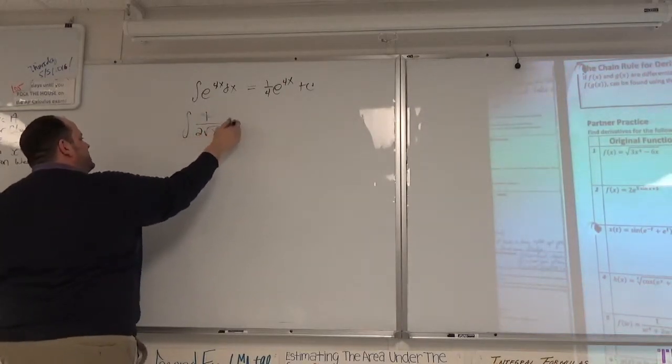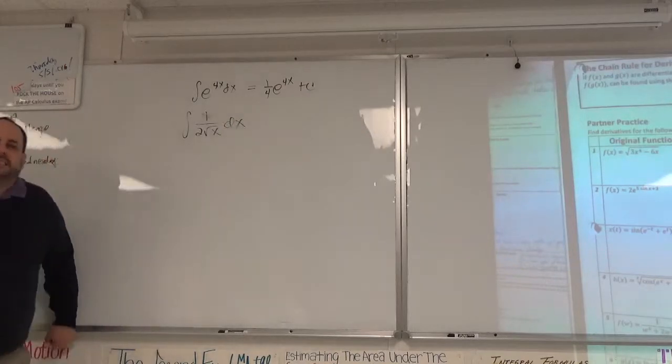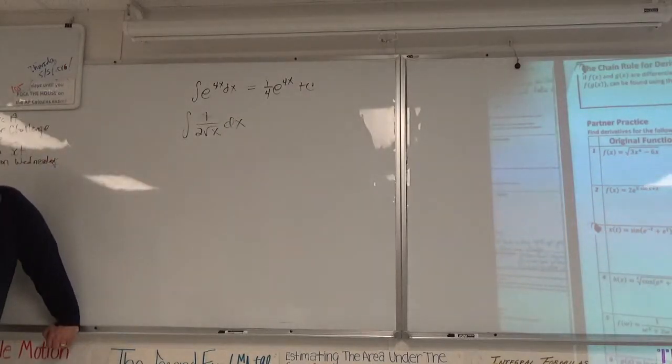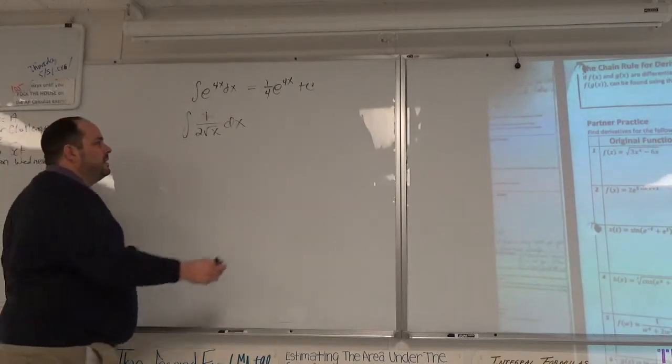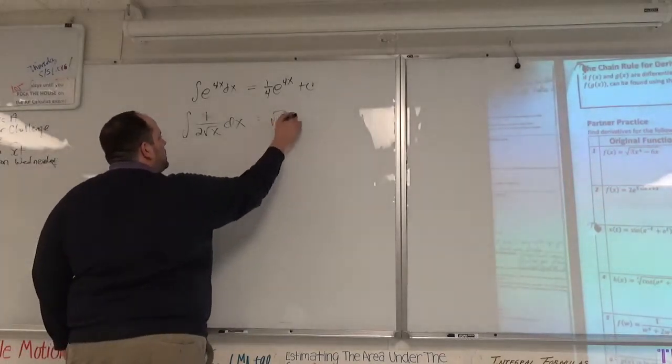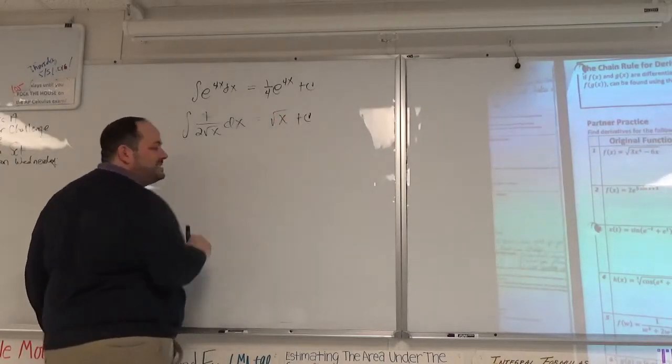All right, antiderivative of 1 over 2 square roots of x dx. Think about that for 3 seconds. When you think you know the answer, raise your hand, please. 3, 2. Oh my God, only 2 people know the answer. 1 over 2 square roots of x dx. This is one that needs to be memorized. Cassandra, what's it going to be? I think it's square root of x plus c. Square root of x plus c.